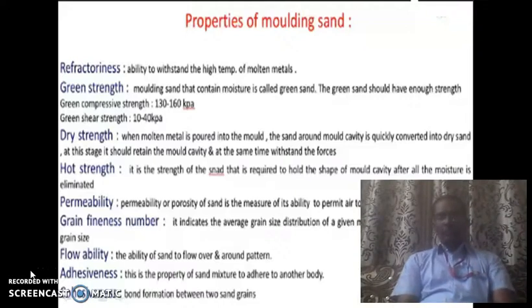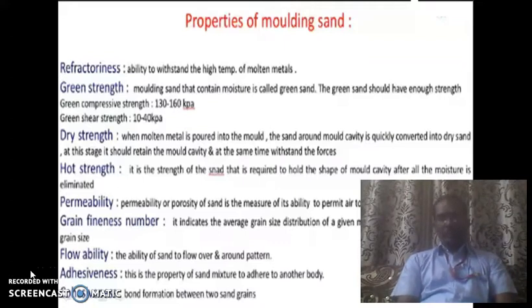Next one is flowability. Once the sand is mixed with water, binders and additives, it must be a little bit flowable in nature. Only then can it flow around the pattern. The moment we keep the pattern in the center, the sand can flow and cover the whole pattern in that area.